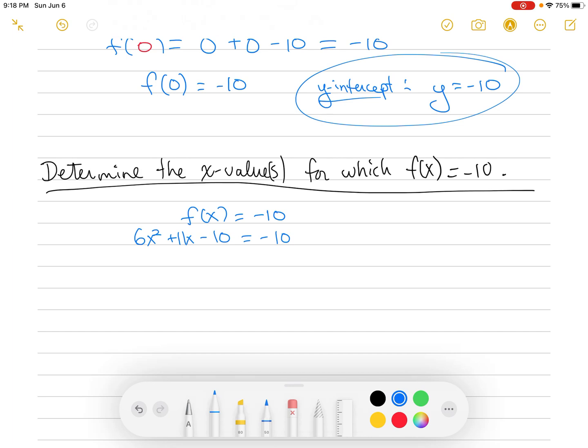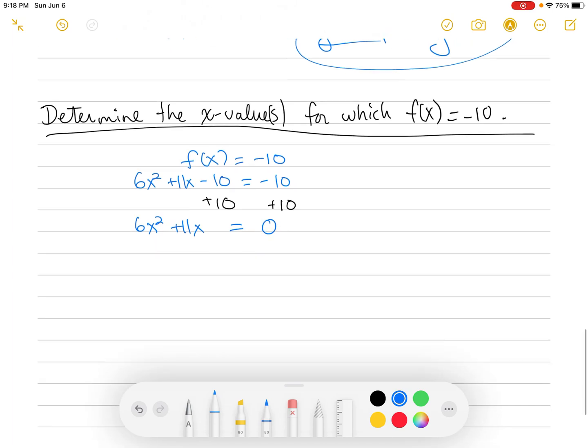To solve this, typically with a quadratic, you want to get 0 on one side. So if I want to get 0 on the right-hand side, I'm going to add 10 to both sides. I don't want that negative 10 there. I want to get rid of it, so I'm going to add 10. That gives me 6x squared plus 11x. Minus 10 and plus 10 cancel on the left, and on the right, minus 10 and plus 10 cancel. So I get 0 here on the right. Now, this is a quadratic, but it's a binomial. There are only 2 terms.